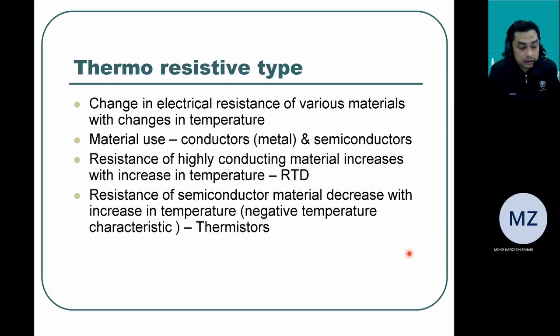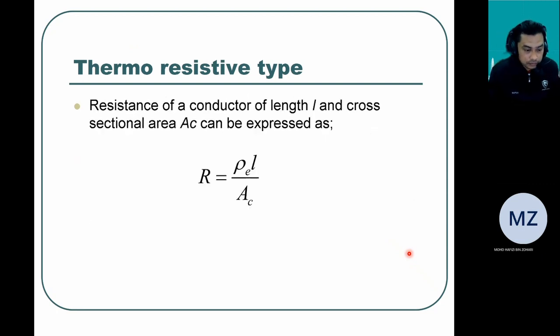The resistance temperature detector detects resistance. For the RTD, it can use this equation, which we have looked into in the previous topic on sensors. R, the resistance, is equal to the resistivity constant times the length, divided by the area of the conductor.